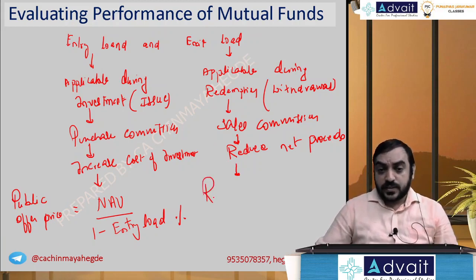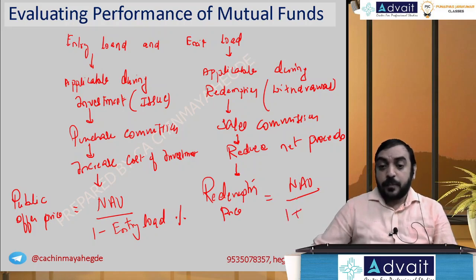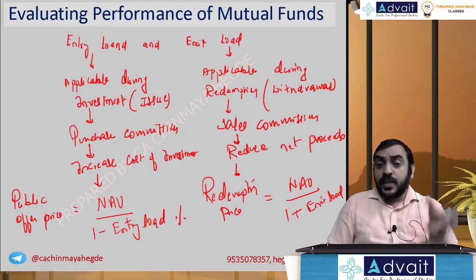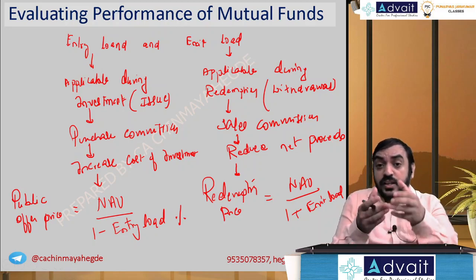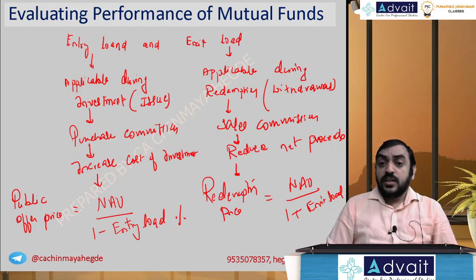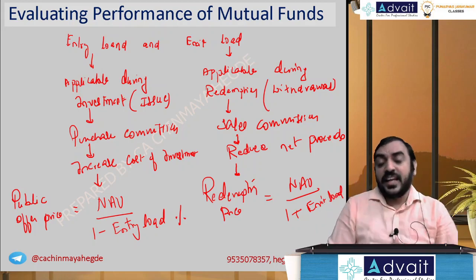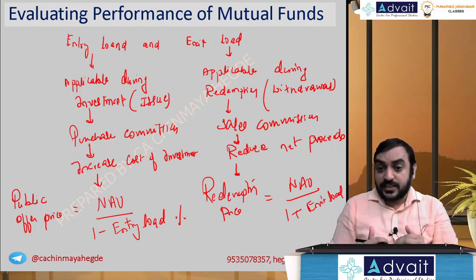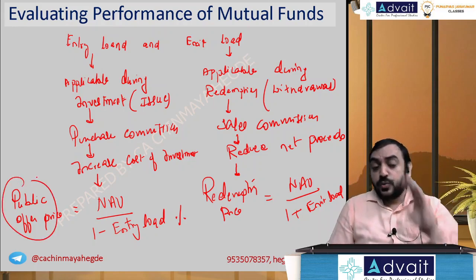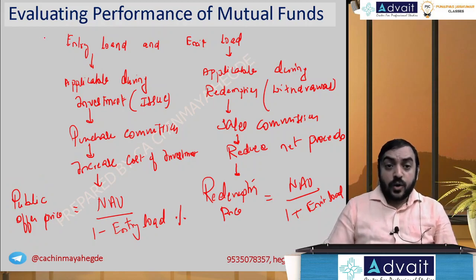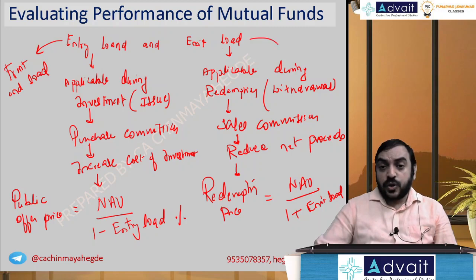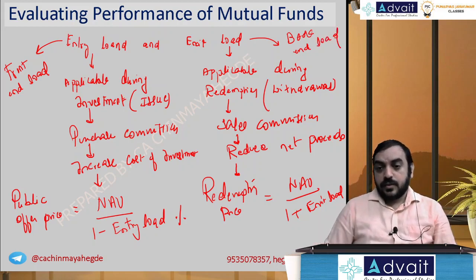Whereas redemption price will be NAV divided by 1 plus exit load. Because NAV includes the amount that you have to get as well as what is to be paid as exit load commission. Both of them are involved in NAV. So it is 1 plus. Basically, redemption price will decrease when I do 1 plus, and offer price will increase when I do 1 minus entry load. Entry load is also called front end load, and exit load is also called back end load.